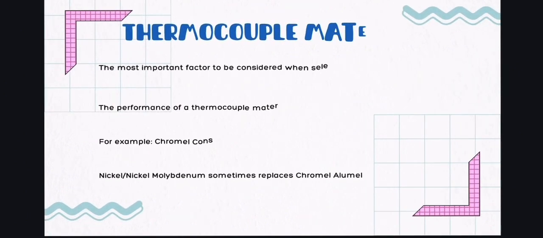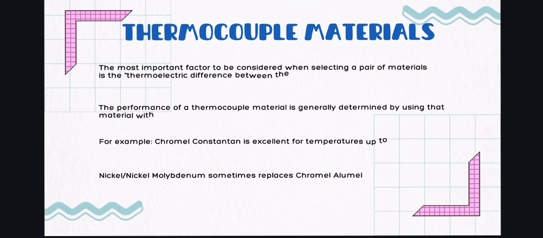Thermocouple materials. The most important factor to be considered when selecting a pair of materials is the thermoelectric difference between the two materials. The performance of a thermocouple material is generally determined by using that material with platinum. For example, chromel/constantan is excellent for temperatures up to 2000 °F. Nickel/nickel-molybdenum sometimes replaces chromel/alumel.